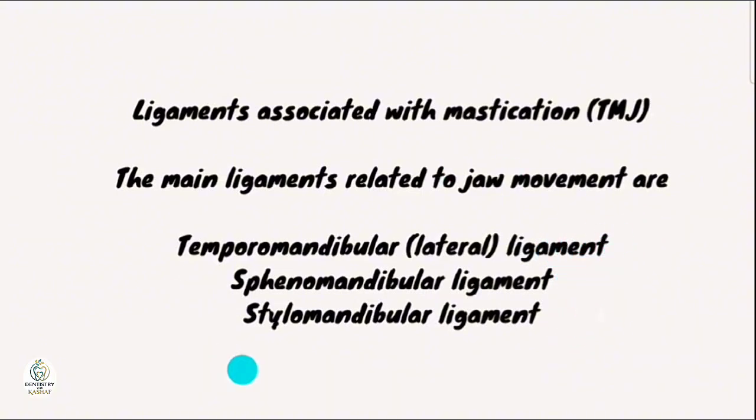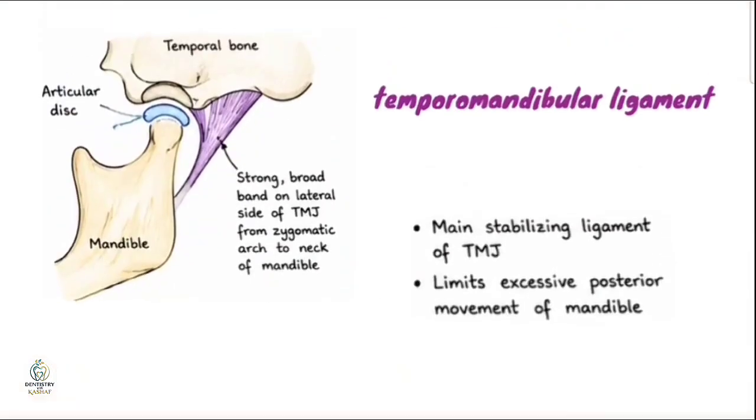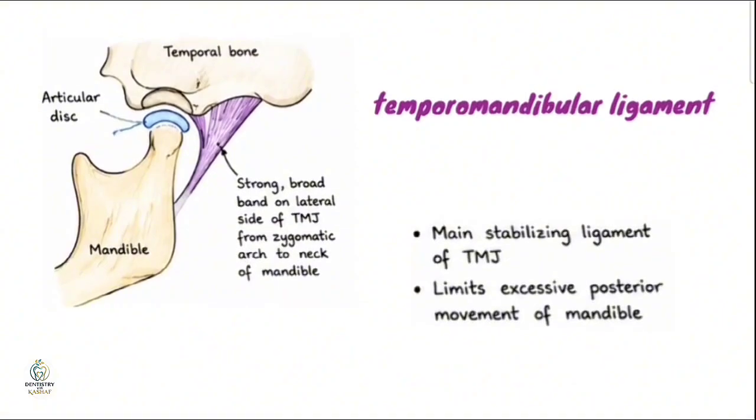What they basically do is stabilize, restrict and assist the movement of your mandible associated with the muscles of mastication. Here you see the temporomandibular ligament. Very easy diagram. You can see a strong, broad band on the lateral side of the TMJ. From the zygomatic bone to the neck of the mandible, this is the neck.